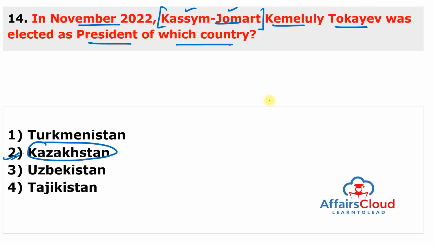So Kassym-Jomart was re-elected as the president of the Republic of Kazakhstan, and Kassym-Jomart succeeded the long-reigning Nursultan as the president of Kazakhstan during the 2019 elections. And Prime Minister is Alikhan Smailov, capital is Astana. Remember, the capital again shifted to Astana. Earlier it was Nur-Sultan, and currency is Kazakhstani tenge.